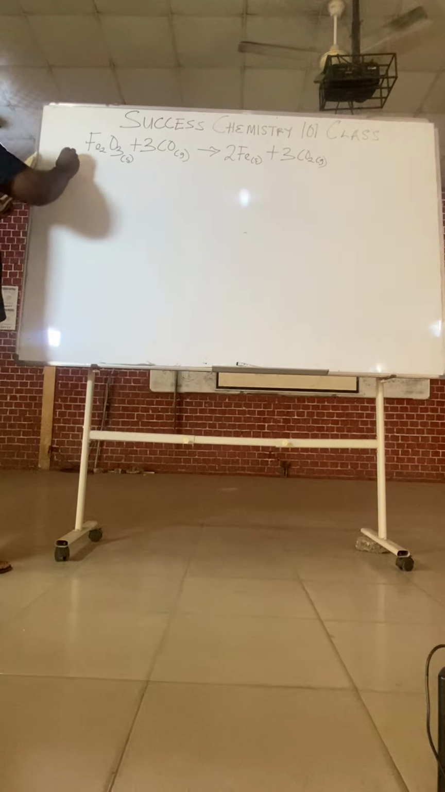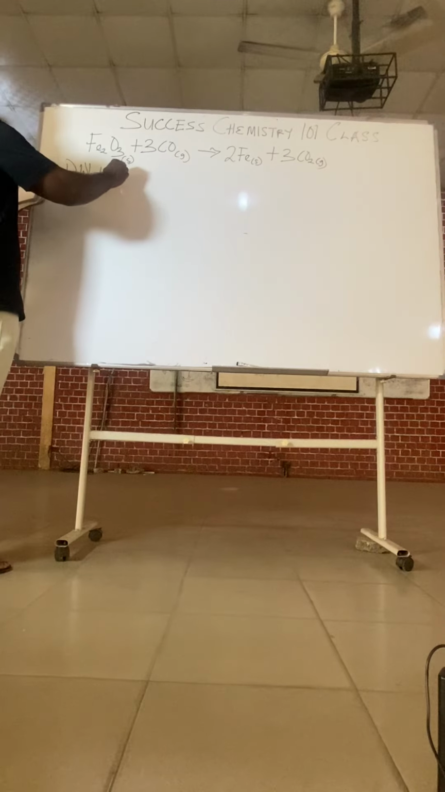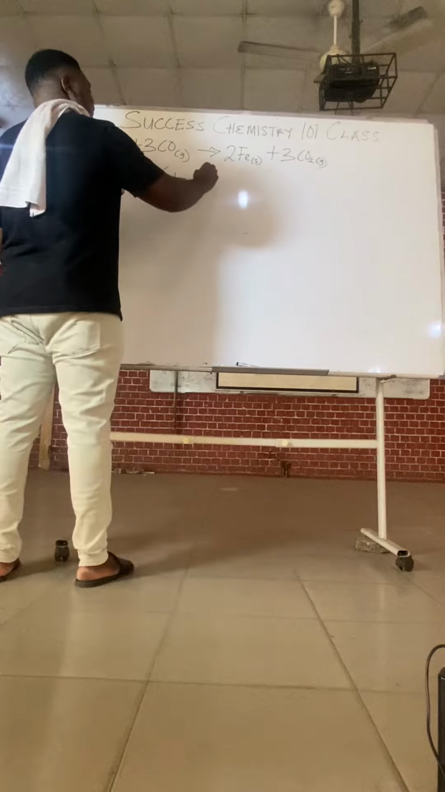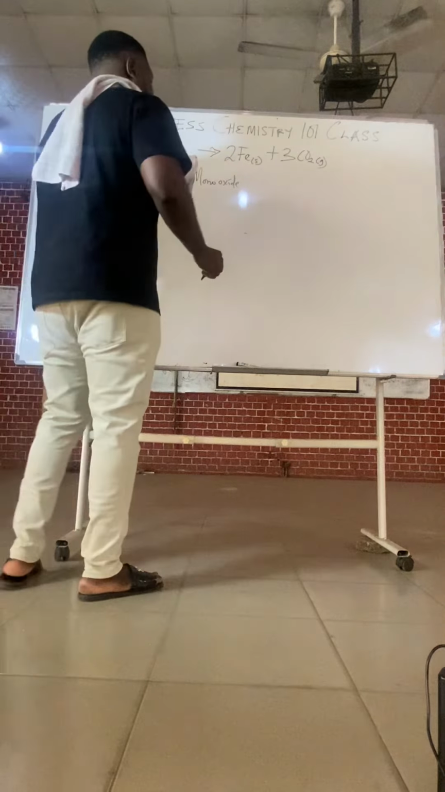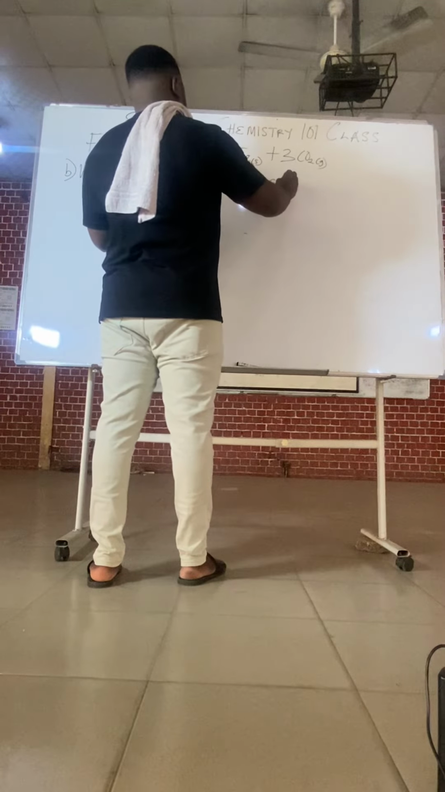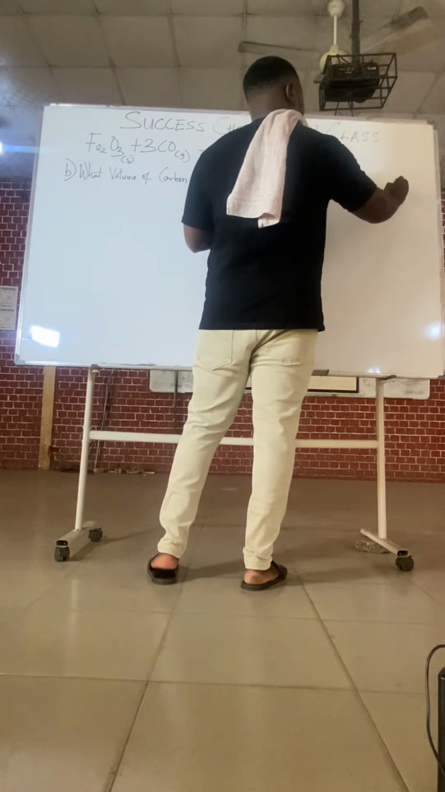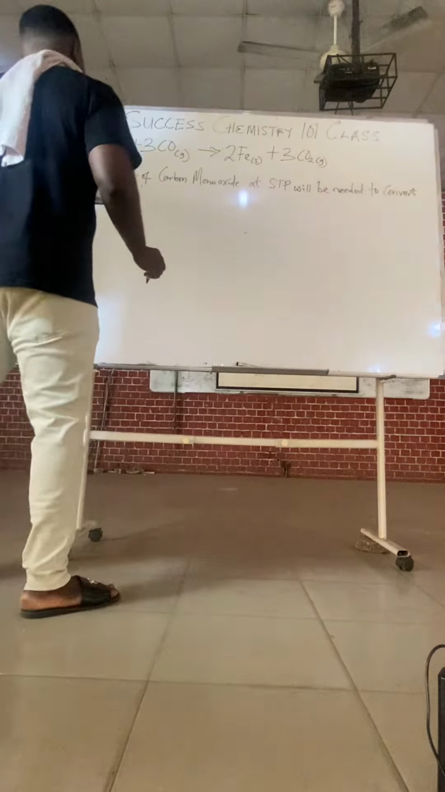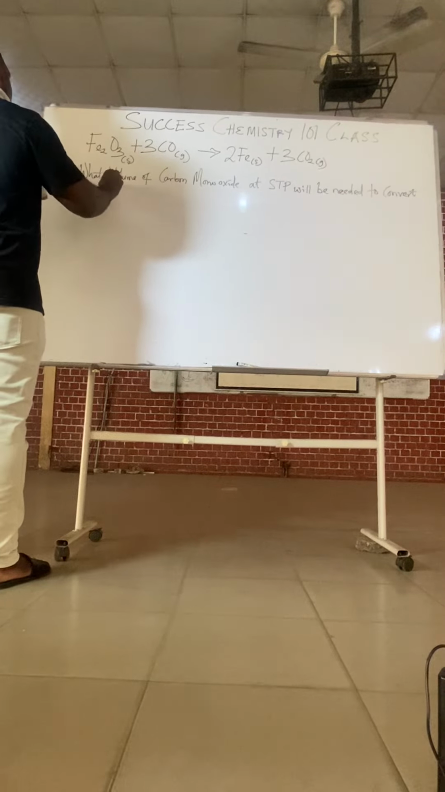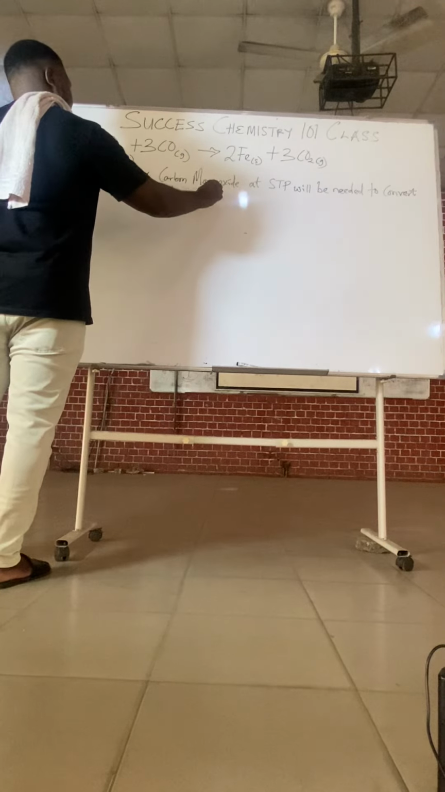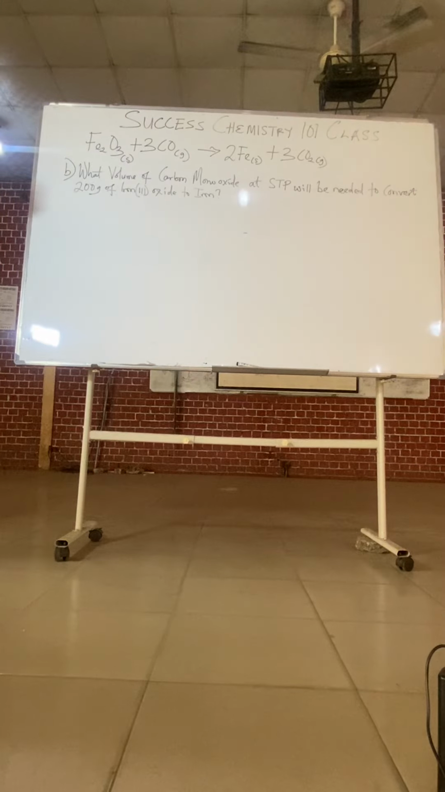B part of the question. The question now continues. B. What volume of carbon monoxide at STP will be needed to convert 200 grams of iron 3 oxide to iron?